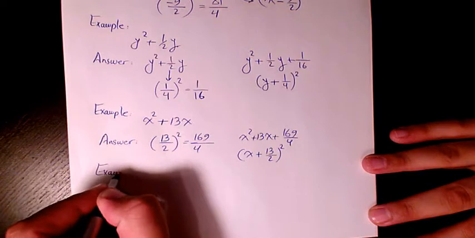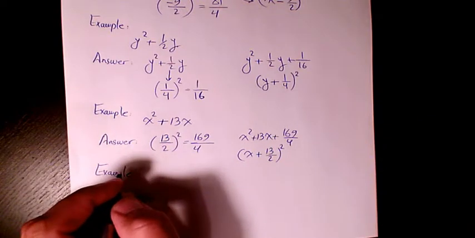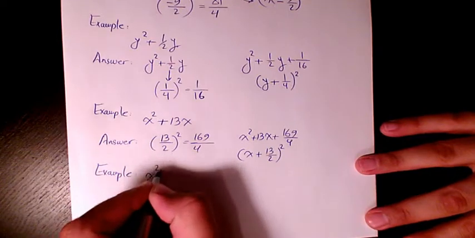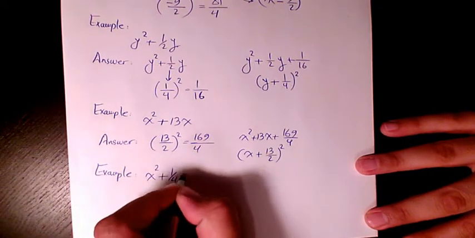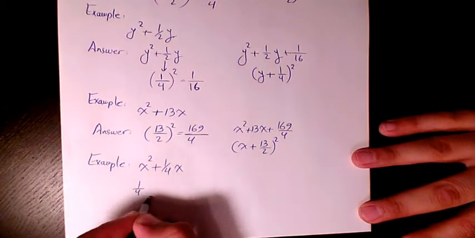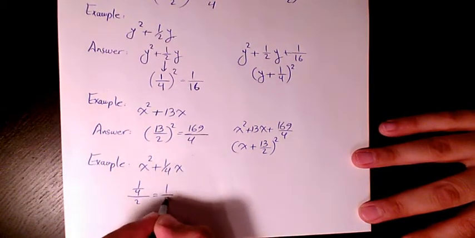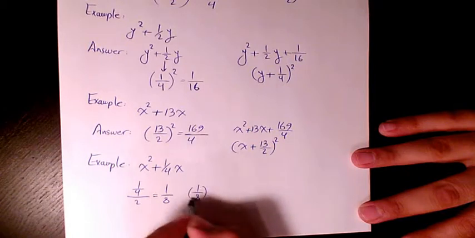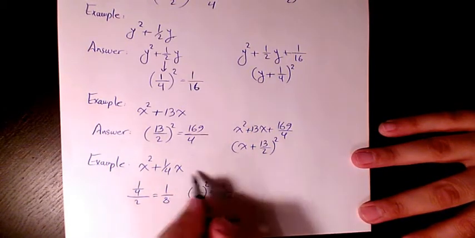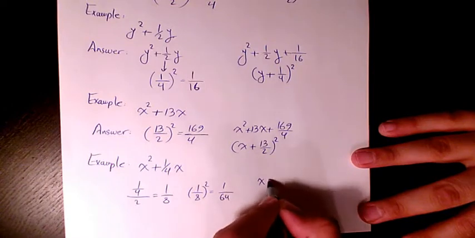And the next example, x squared plus 1 over 4x. That will be 1 over 4 divided by 2. That will be 1 over 8. 1 over 8 to the power of 2 will be 1 over 64. So if we add 1 over 64, we have it as a perfect square.